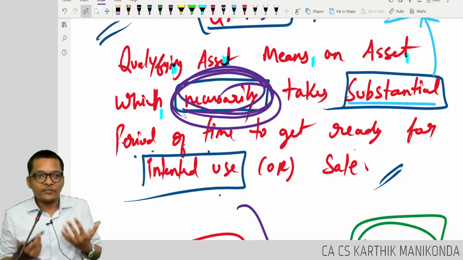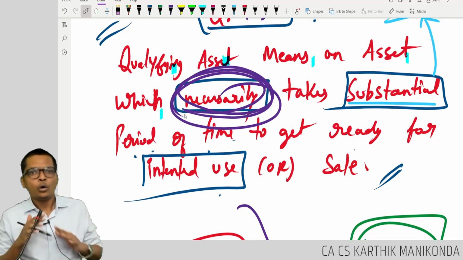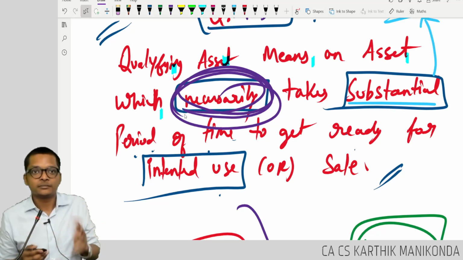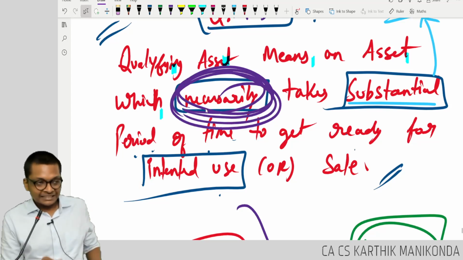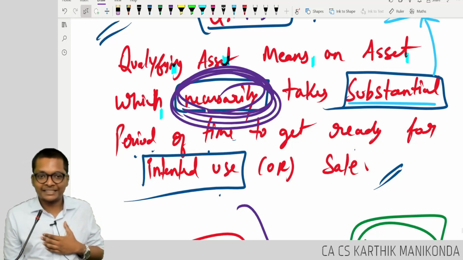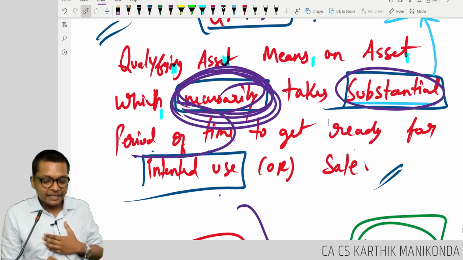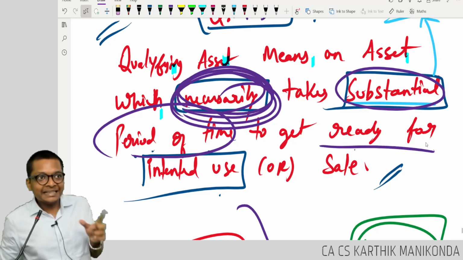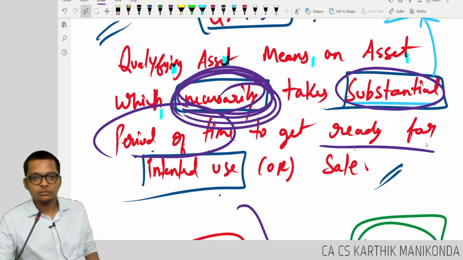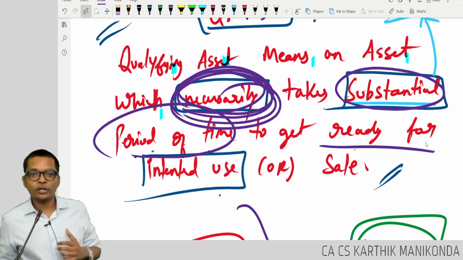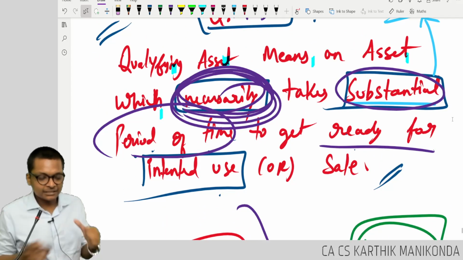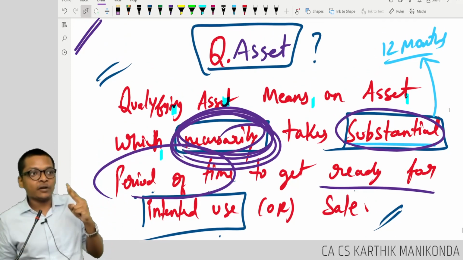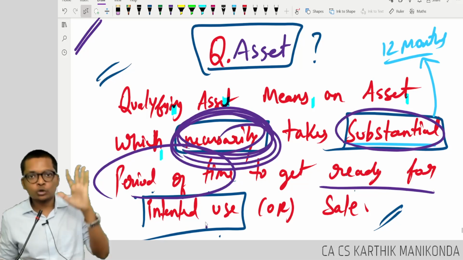Sir, for me to clear my professional exam, it will take 4 to 5 years. Okay, a little bit extra, 6 to 7 years. Sir, I am writing my professional exam for 25 years. That is not what it necessarily takes. Whoever does it, it takes what, guys? A substantial period of time to get ready for intended use. Why is Selvakumar building that house? For him to stay. So now look at the keywords: qualifying asset means an asset which necessarily takes substantial period of time to get ready for intended use.